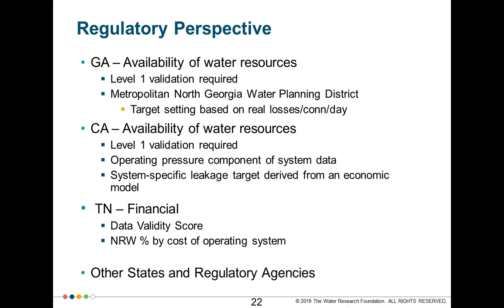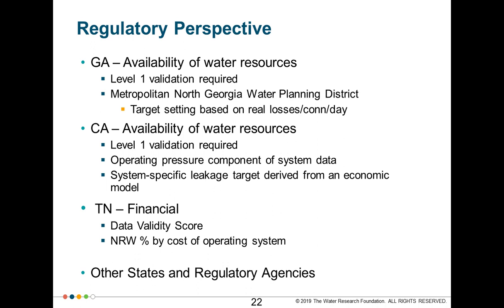Regulatory perspective in Georgia, they do require level 1 validation, and they're coming from the water resources availability side. That's the driver. In North Georgia, they actually have target setting based on the real losses per connection per day. California requires level 1 validation, and they're focusing in on the operating pressure component and system-specific leakage targets derived from an economic model. So it's going to be really exciting to see what California comes out with within the next few months.